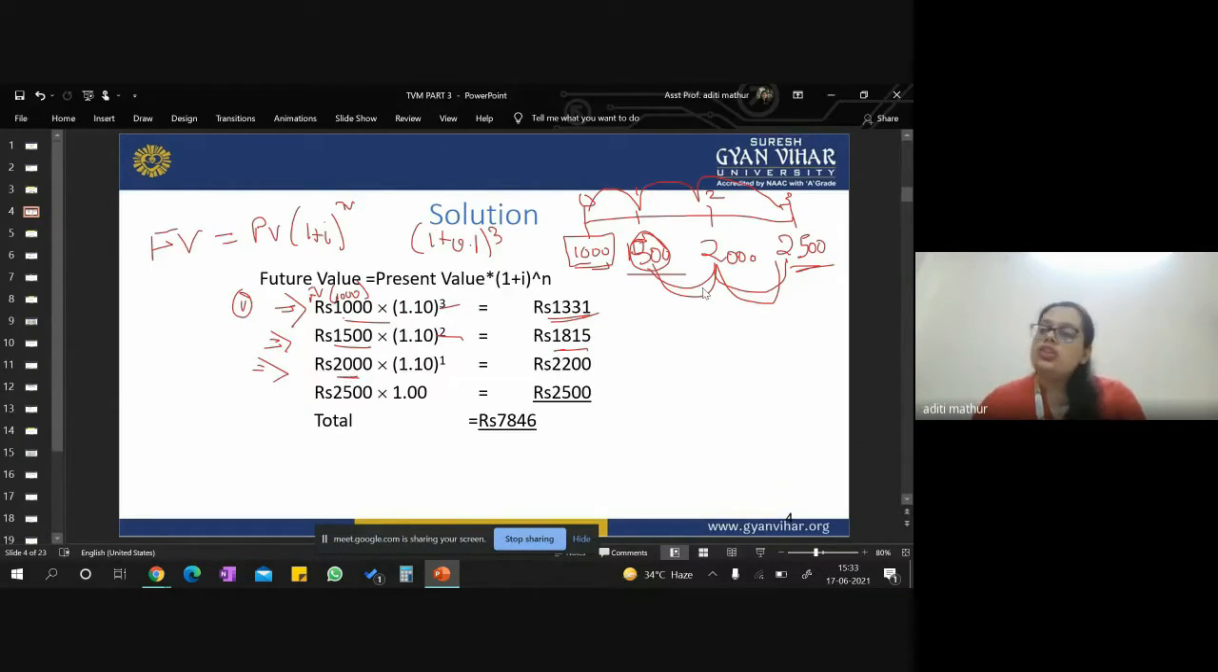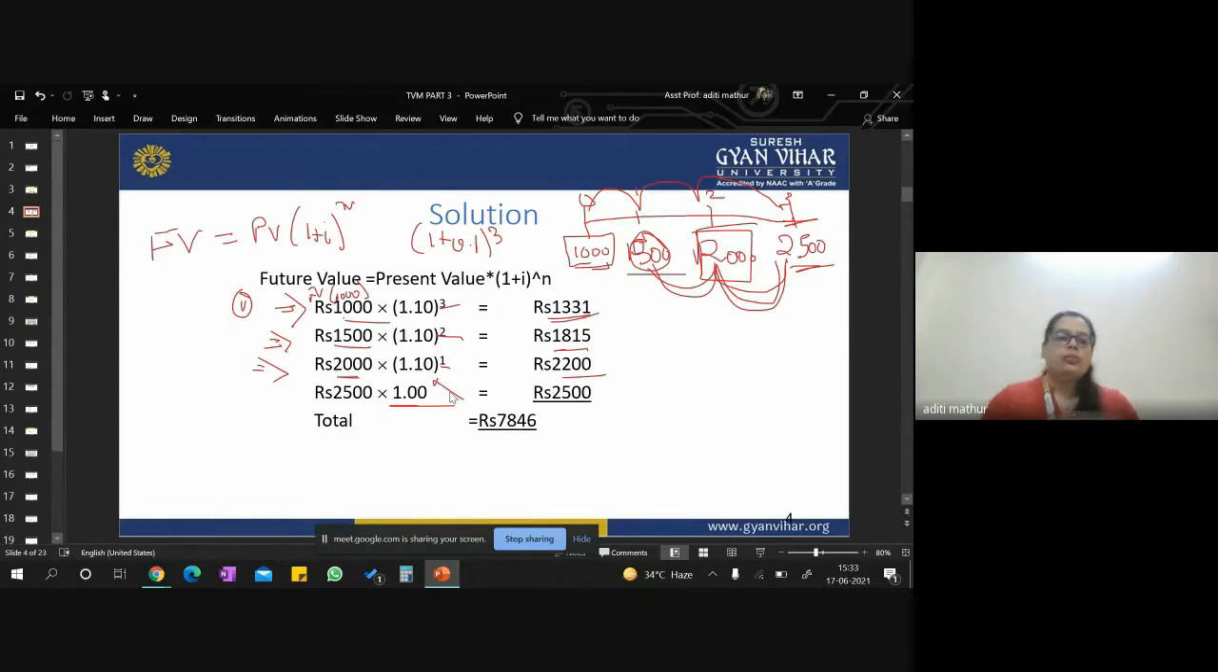That is 2000 rupees, this one. It is for only 1 year, because at the end you will be receiving the total future value. So 1.1 to the power of 1, and your amount will be 2200 rupees. And the third year investment will be the same. There will be no compounding, because the value is the same.